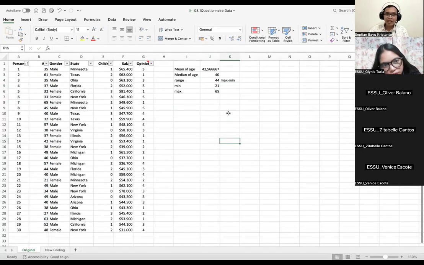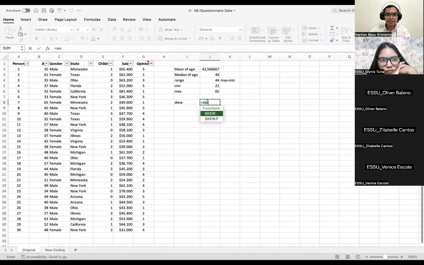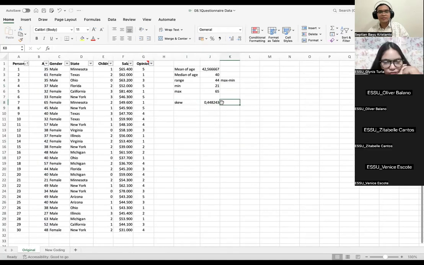Okay. Any questions so far? How about the skew or the kurtosis? Let's say the skew. You can try with the skewness function and drag it with the edge. The result is 0.44. What is the meaning of 0.44?